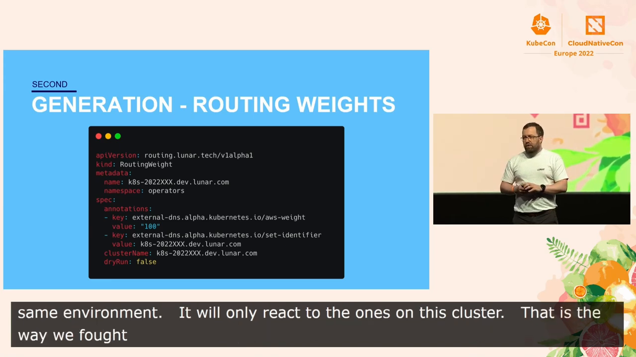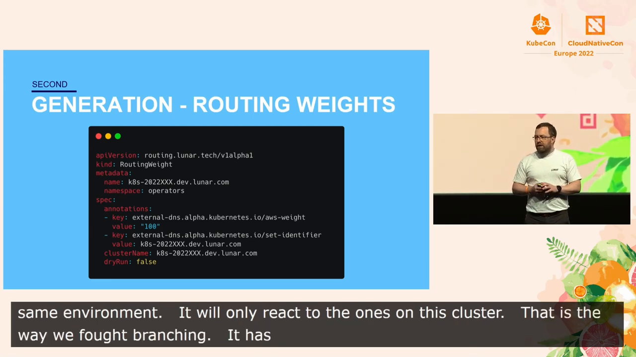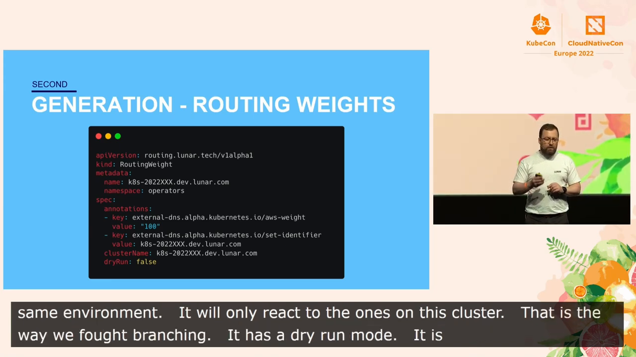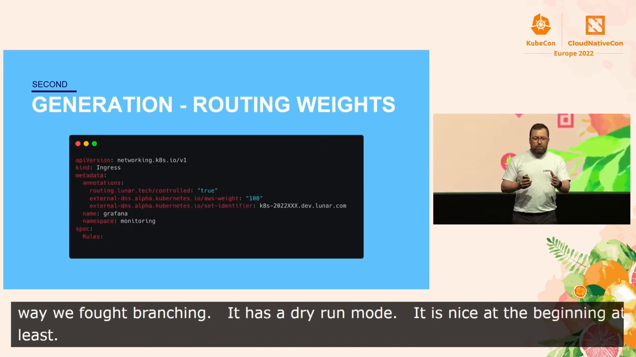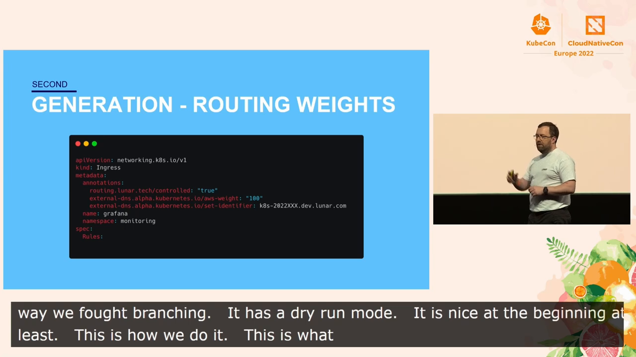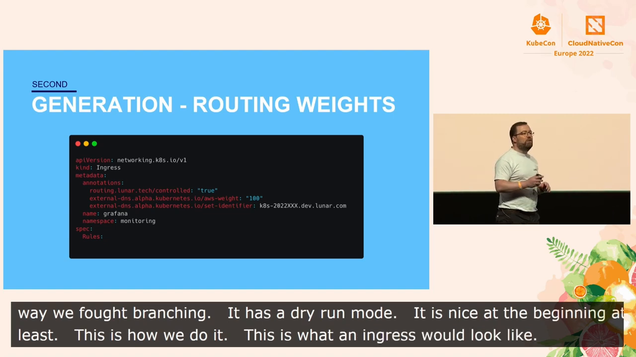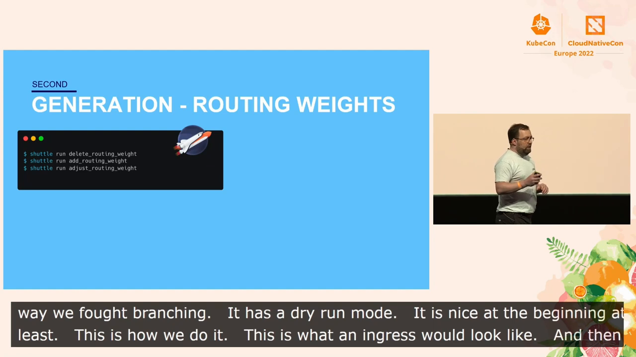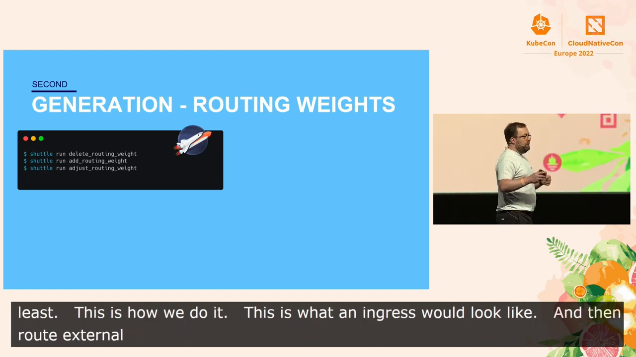It has a dry run mode, which is nice in the beginning, at least. So yeah, this is how we do it. And this is what an ingress would look like when the routing weight controller is done. It would add the annotations, and then external DNS would connect to Route 53 and make the adjustments. We use Shuttle to manipulate these.